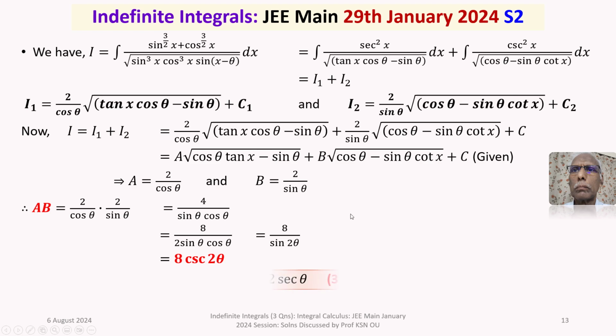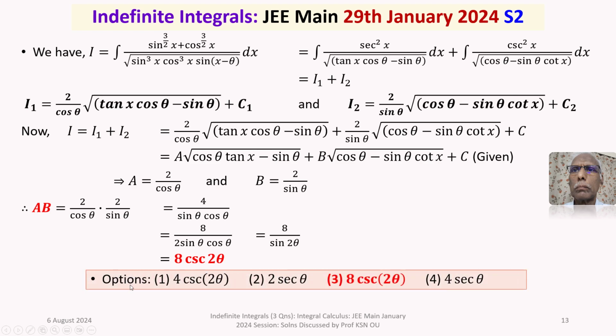Cosecant 2 theta. So let's now look at our options. Our answer, 8 times cosecant 2 theta, appears against option 3. Therefore, the answer to this question is option 3. And that is the detailed discussion of this problem. This problem, we can say, is easy, but it will take time.